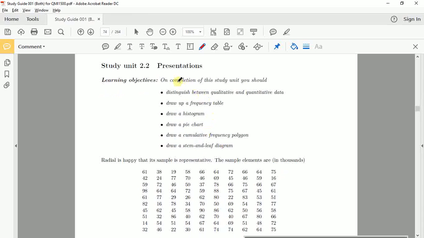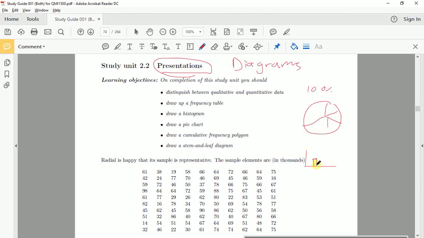Presentations is how we present information in terms of diagrams. Can I use a pie chart? I can if I want to, and I can show a percentage of 100. Can I do a bar graph? Yes, I can if I want to. Those are ways of presenting data or information.